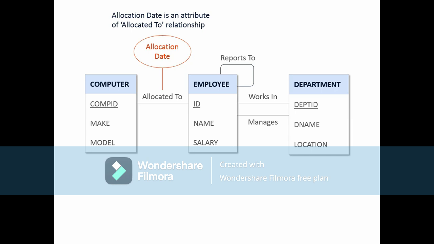This attribute does not belong to the employee entity or the computer entity. This attribute belongs to the relationship itself. Hence it is called the attribute of a relationship. Every relationship need not have an attribute of the relationship. For example, here, employee works in department and HOD manages department relationships do not have attribute of relationship.